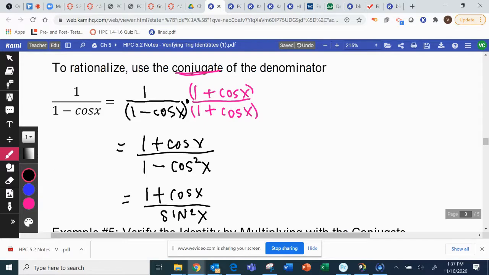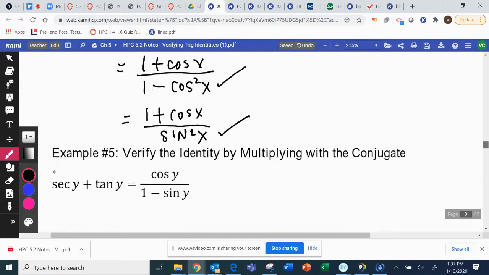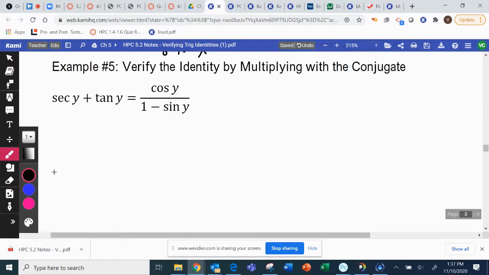Now, we aren't verifying anything right now. I was just showing you what happens when you multiply by the conjugate. We end up getting it into a form that allows us to do the Pythagorean identity. So if we need to do something, we maybe need to manipulate it by multiplying by the conjugate. That might be something we try at some point.